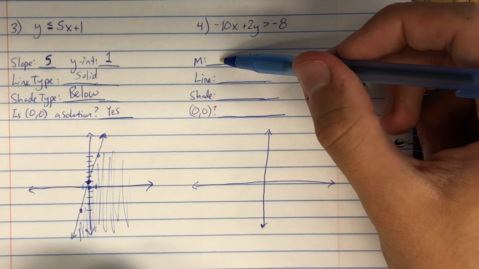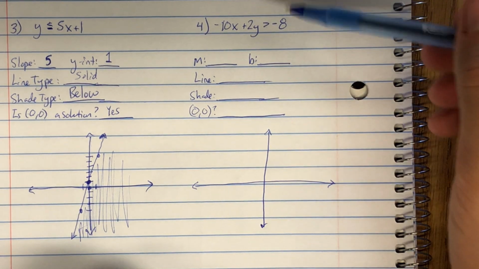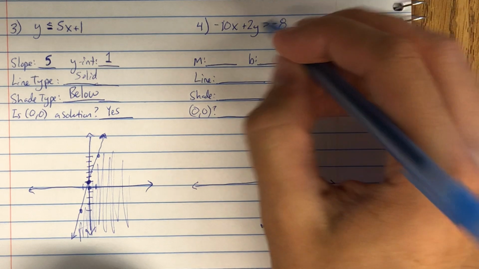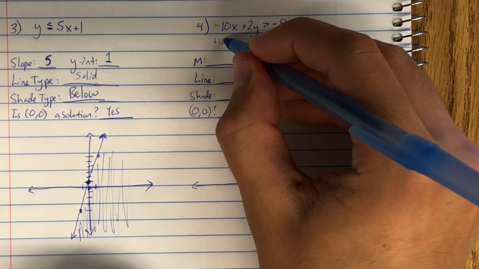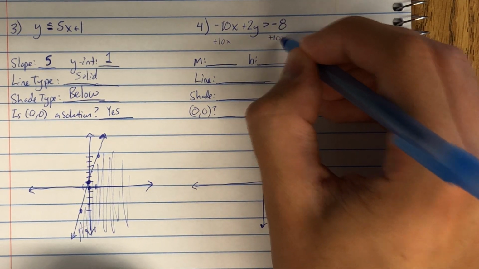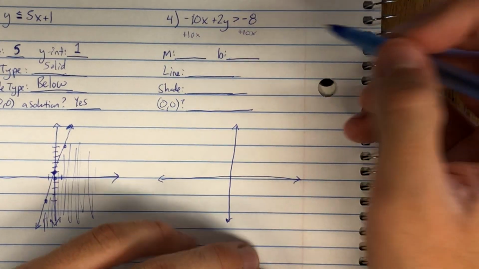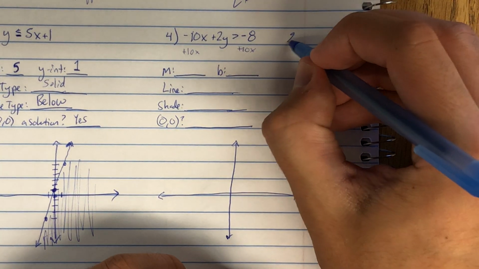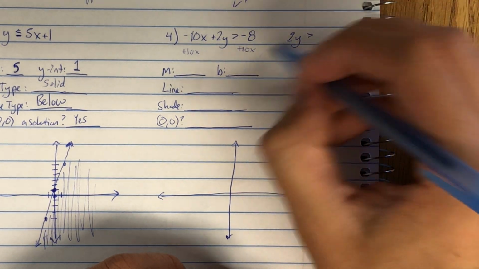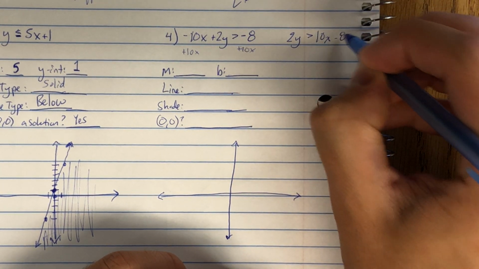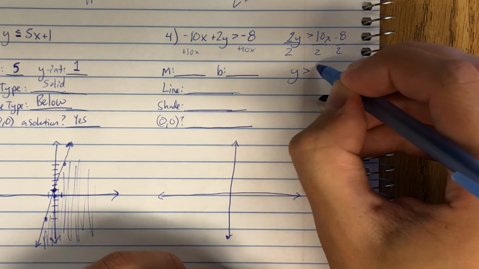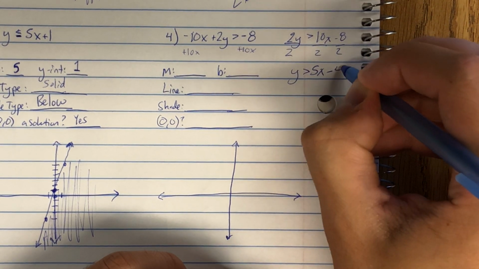notice we can't figure out our slope and y-intercept because this is not in slope-intercept form. So we've got to switch it. That means we should add 10x to both sides to get y alone. So I will fit that over here on the right. That'll leave us with 2y is greater than 10x minus 8. Then to get y by itself, we divide everything by 2. So we'll get y is greater than 5x minus 4.